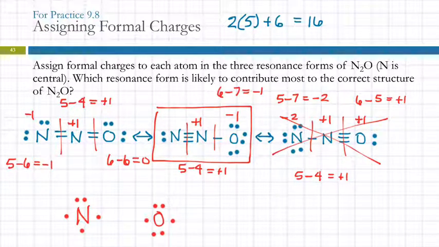Remember, when you're drawing resonance structures, the atoms stay in the same order. You can't suddenly put oxygen in the middle. That's not a resonance structure. That's just a different way of drawing something. That's a different structure altogether. You're just looking at moving the electrons around. Any questions?